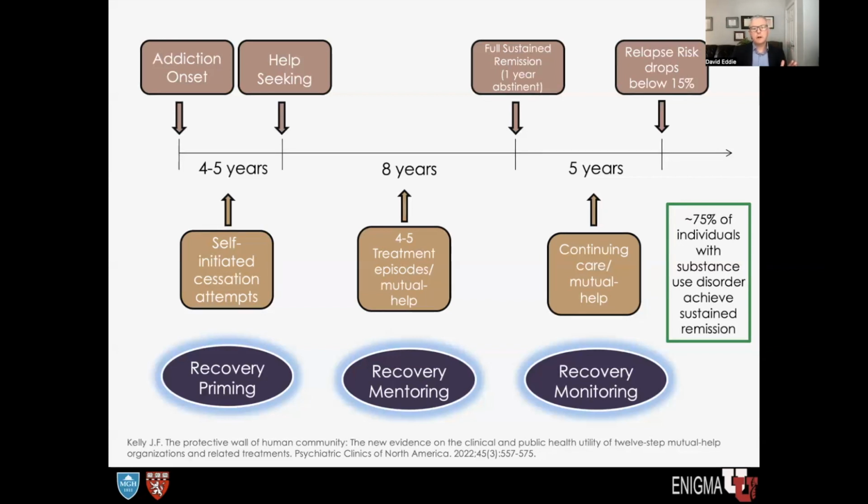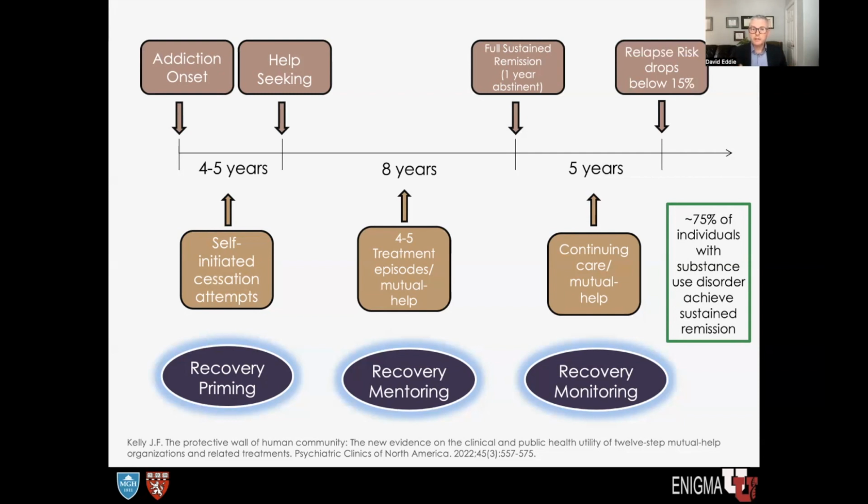From addiction onset to help seeking is typically around 4 to 5 years. And within that, often we see self-initiated cessation attempts. So people are trying to stop on their own. Now, addiction onset doesn't necessarily represent the time point where an individual first started using alcohol or other drugs, but the time point where somebody had crossed that threshold and met diagnostic criteria for substance use disorder. So about 4 to 5 years before help seeking, of those who reach out for help. As I showed you on a previous slide, many people don't.